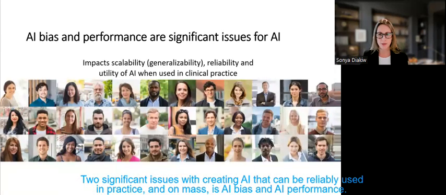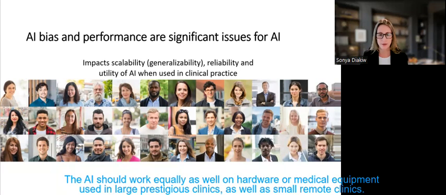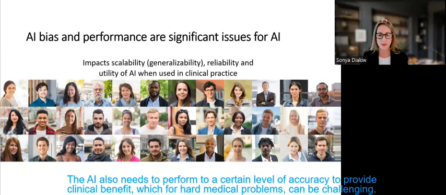Two significant issues with creating AI that can be reliably used in practice and en masse are AI bias and AI performance. With AI bias, AI should work consistently across different types of demographics, and in healthcare, different clinical settings. The AI should work equally as well on hardware or medical equipment used in large prestigious clinics, as well as small remote clinics. The AI also needs to perform to a certain level of accuracy to provide clinical benefit, which for hard medical problems can be challenging.